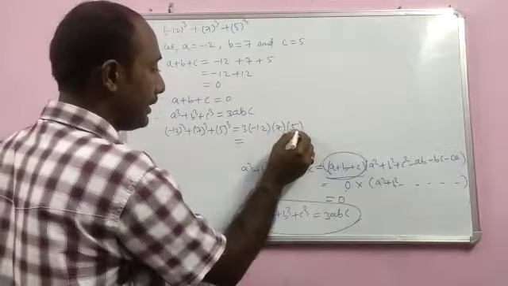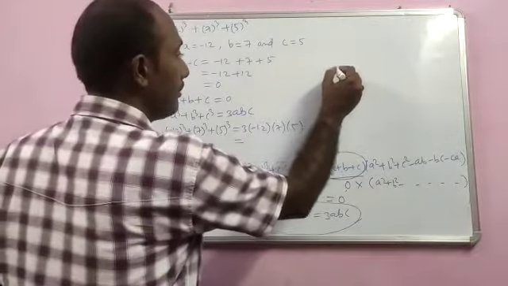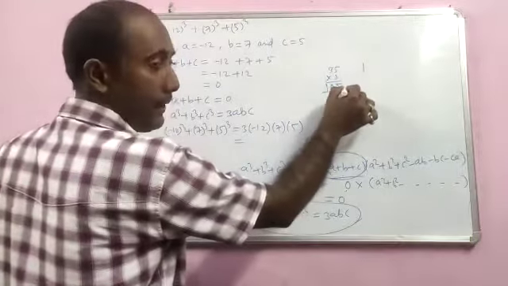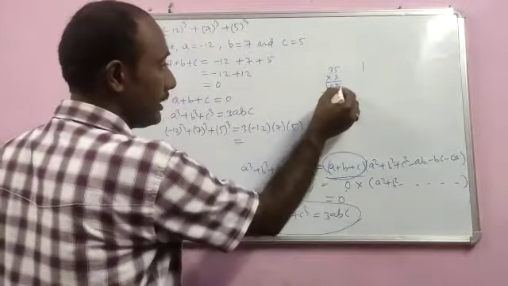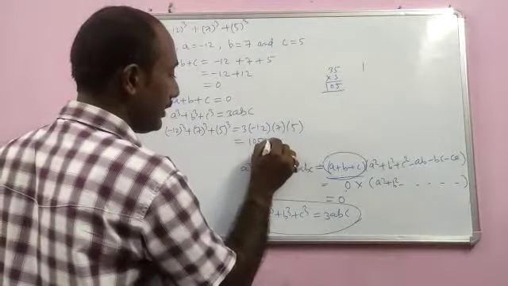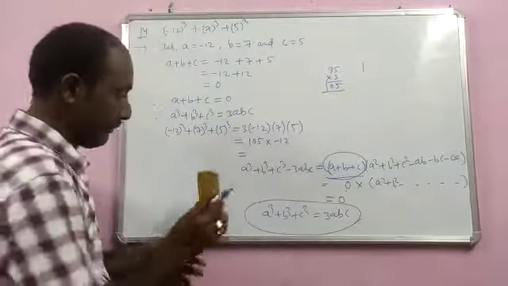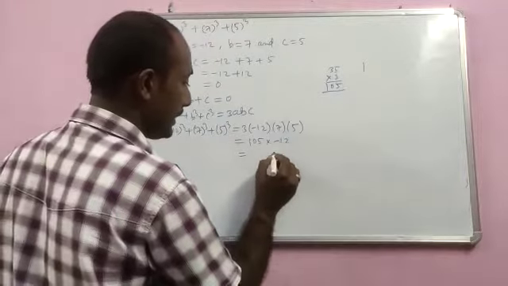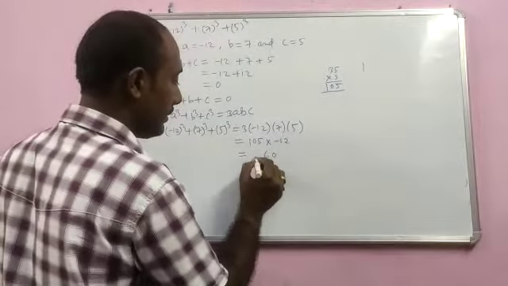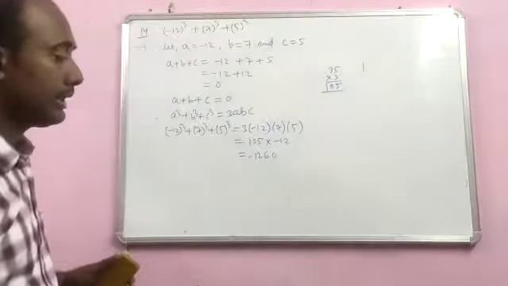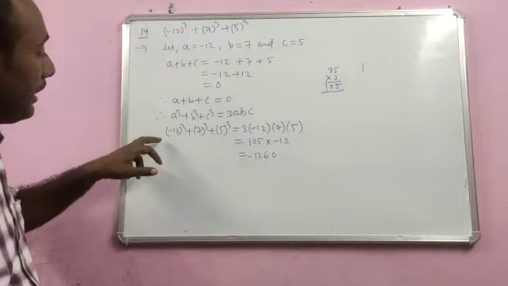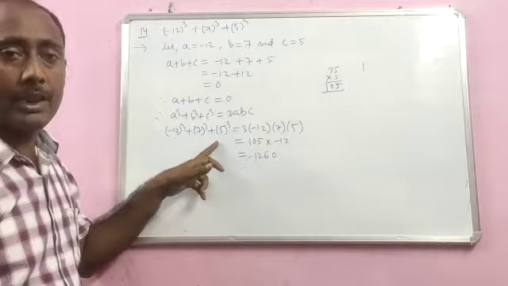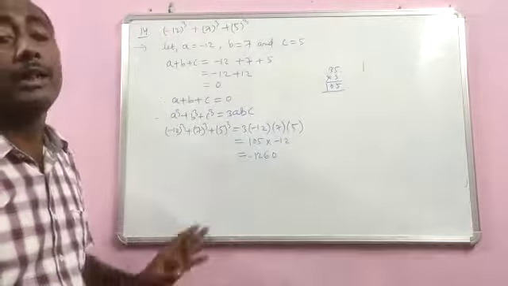So 7 5s are 35. 35 into 3, so 3 5s are 15, and 3 3s are 9 plus 1 is 10, so 105. So 7 5s are 35, into 3 is 105. So 105 into minus 12. And finally we will multiply it. So 12 5s are 60, and 12 1s are 12. So minus 1260 will be the answer, and we have not gone for calculation of the cubes of minus 12, 7 and 5, because the question was asking to find its value without actually calculating its cube.